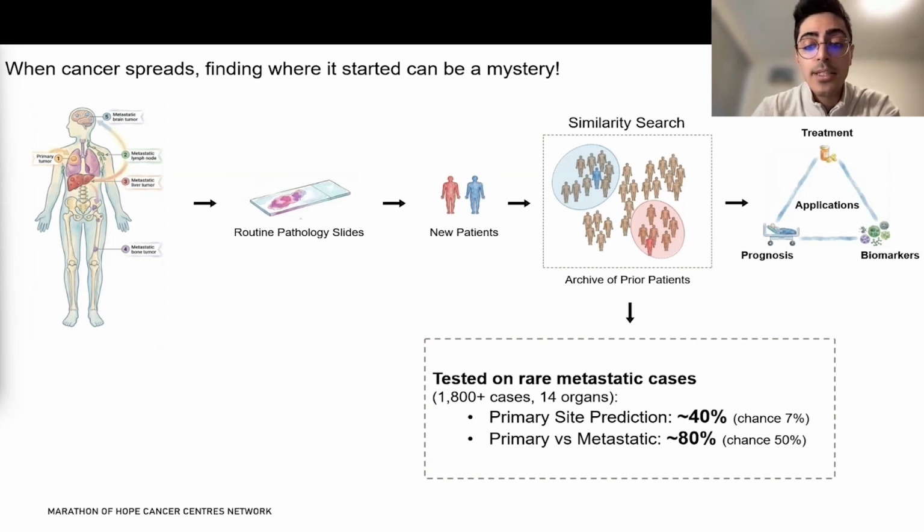On the primary site prediction task, which is a super challenging task even for doctors, the model could achieve 40% accuracy. This is still 6 times better than random. The model could also differentiate between primary versus metastatic cancer with an accuracy of 80%. Given the challenging nature of this task, this is a really good performance for this model, given that we didn't use any human annotation or label for training it.